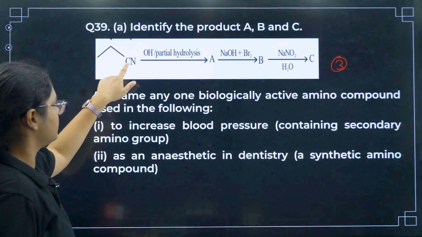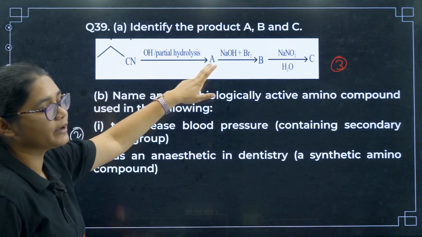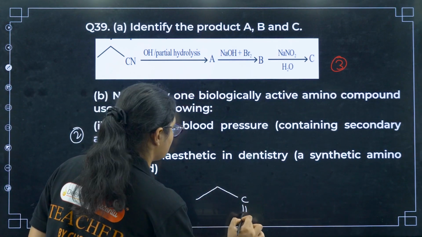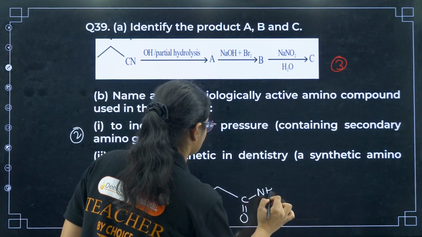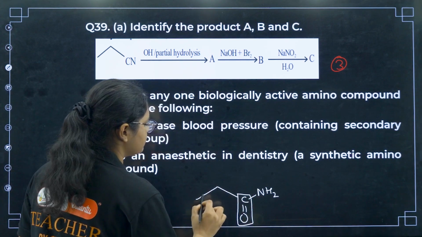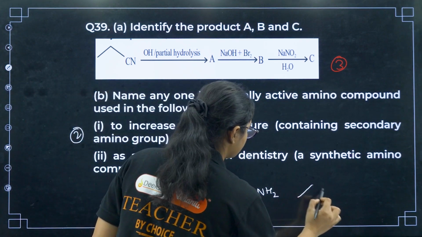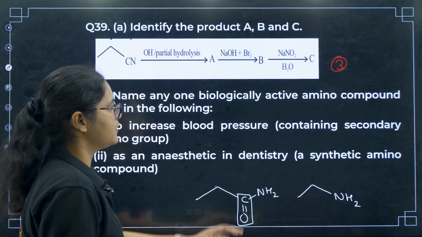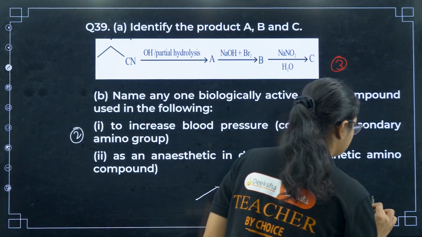So first of all, when you do partial hydrolysis, you get amide here. So what will be A here? A will be this one. Okay, next with NaOH and Br2, this one will be removed, so you will get NH2. Okay, then with NaNO2 and H2O, you will get OH.